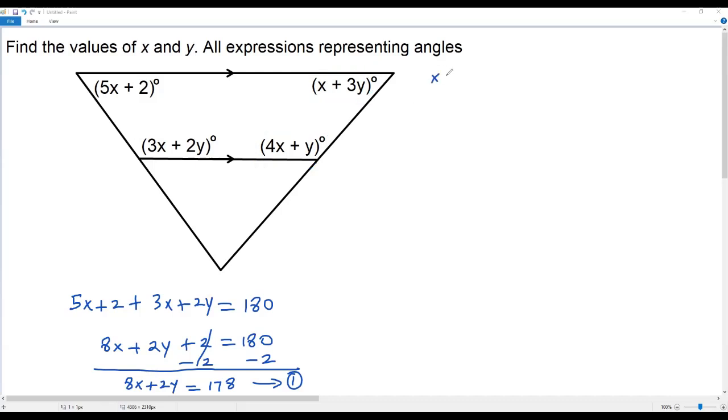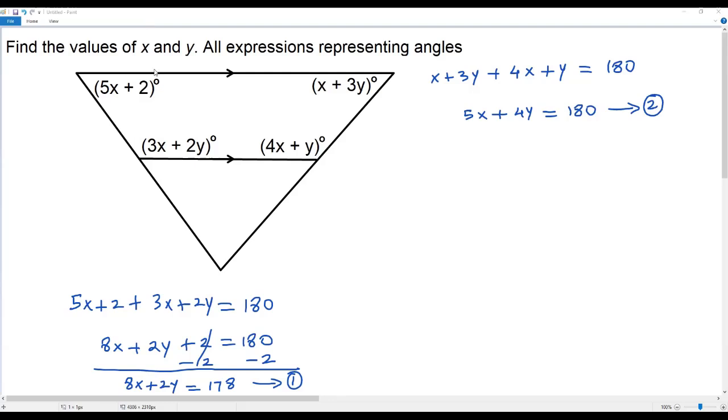That is x + 3y + 4x + y. When I add these two angle measures, they must be equal to 180. Okay, now let's simplify the expression we have on the left side. When I combine this x and 4x, I'm getting 5x. When I combine this 3y and positive y, I'm getting positive 4y equals 180. Okay, this is equation number 2.